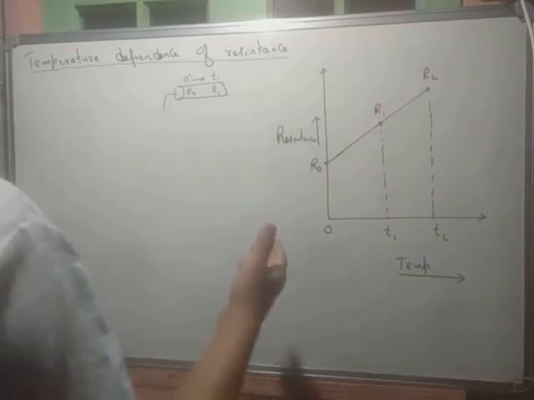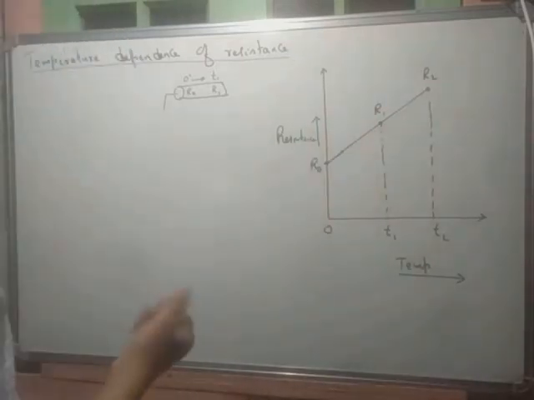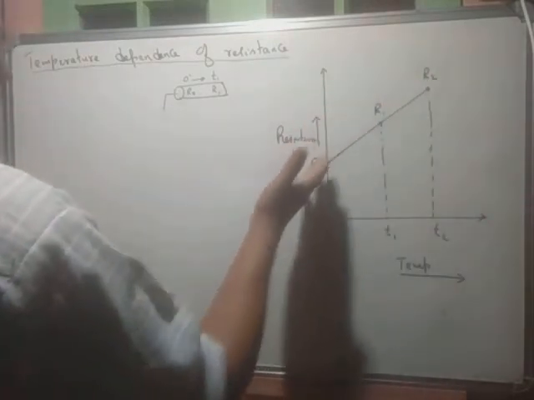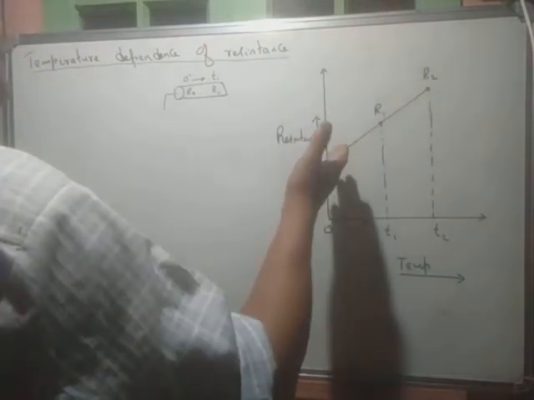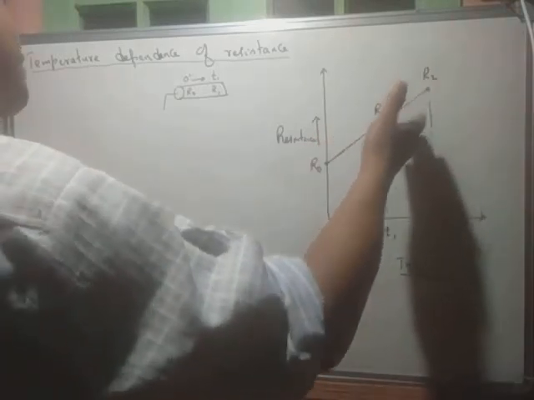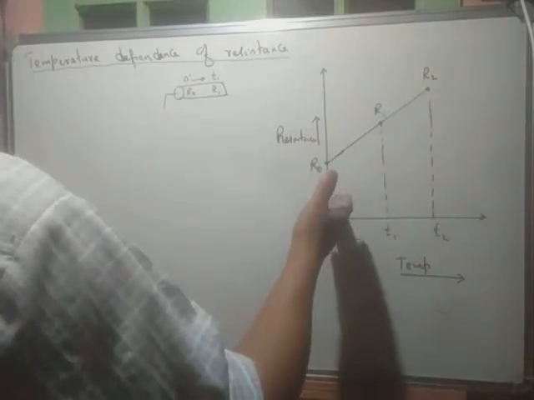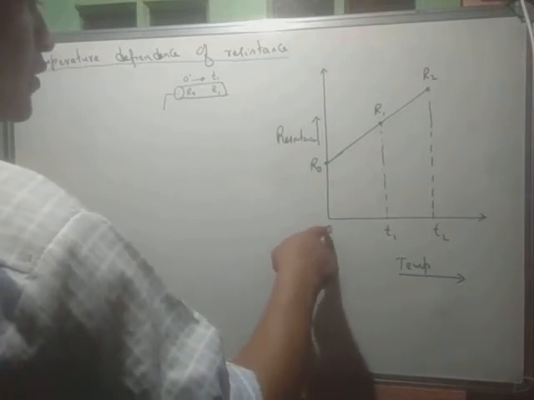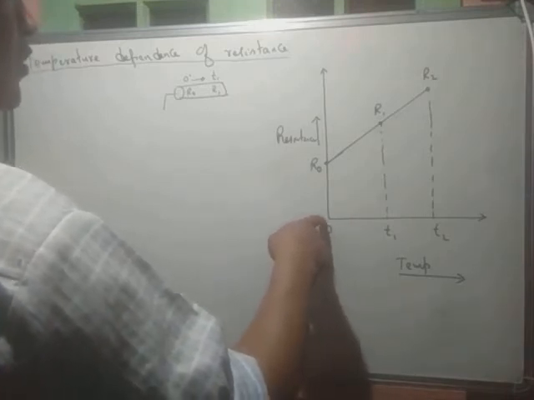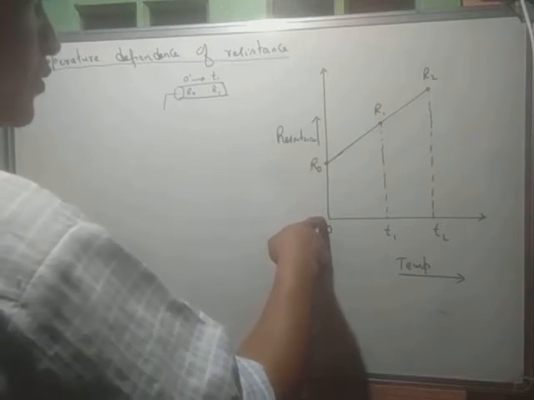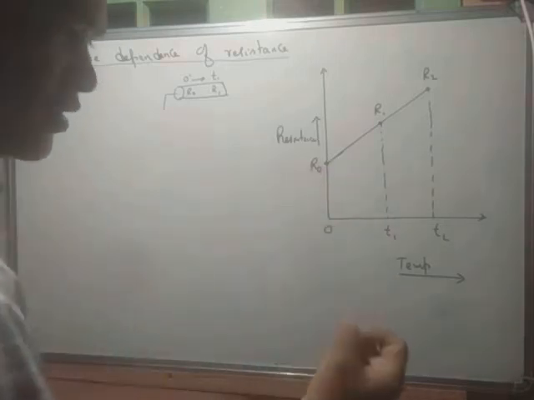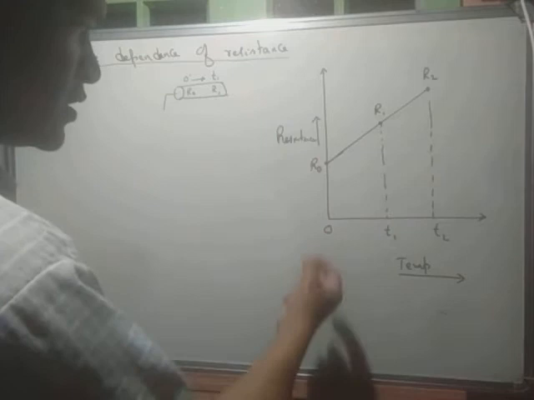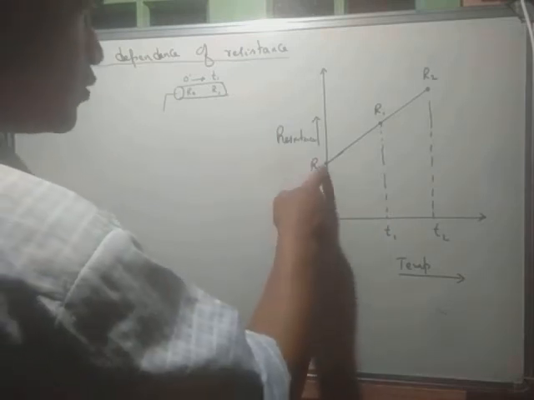when you plot a graph between resistance and temperature, you will get a straight line graph. But this graph here is not passing through the origin, because at 0 degree temperature the resistance of the conductor is not 0. At 0 degree, even at 0 degree of temperature, the resistance has some value, and that is R0.